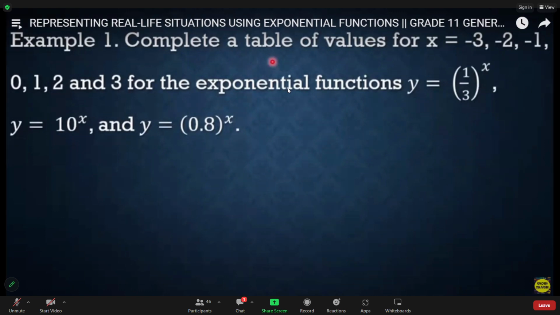What is the base here? What is the base of this function? 1/3. So it's not equal to 0, it's not equal to 1, and it's greater than 0.